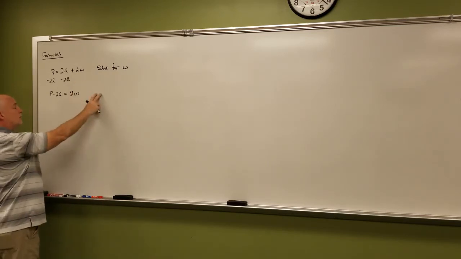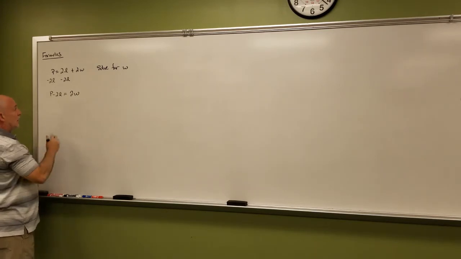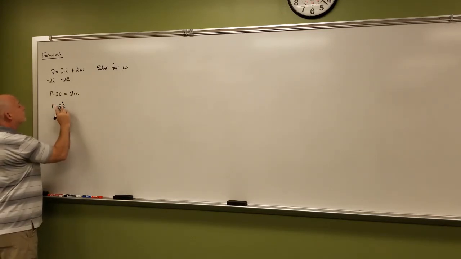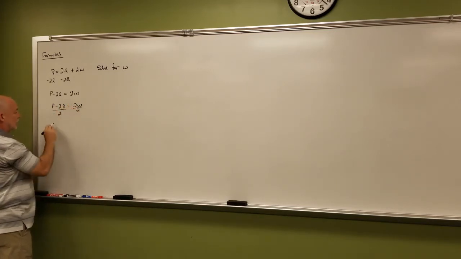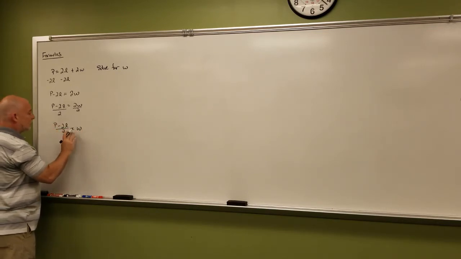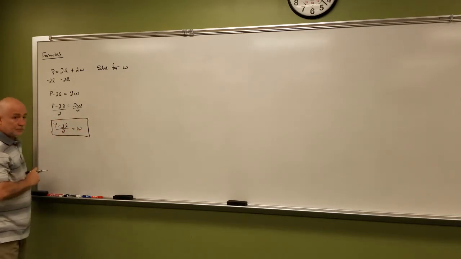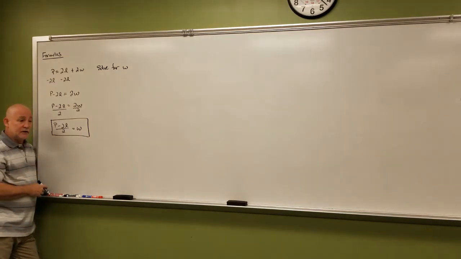All right, so we got all of our variable on one side, everything that doesn't have that variable on the other side. Last step says divide both sides by whatever's in front of your variable. So we need to divide both sides by 2. So we get P minus 2L over 2 is equal to W. The good news is that's a perfectly acceptable answer. The bad news is the back of the textbook may have something slightly different.